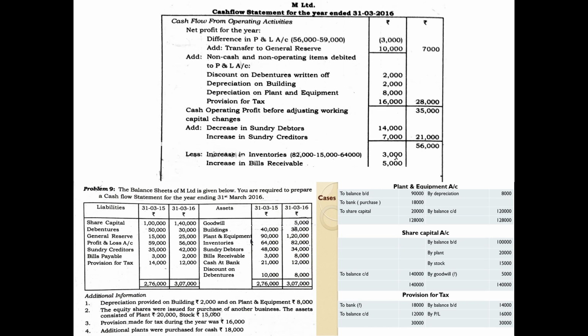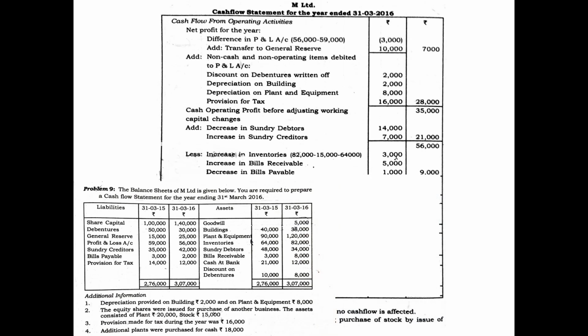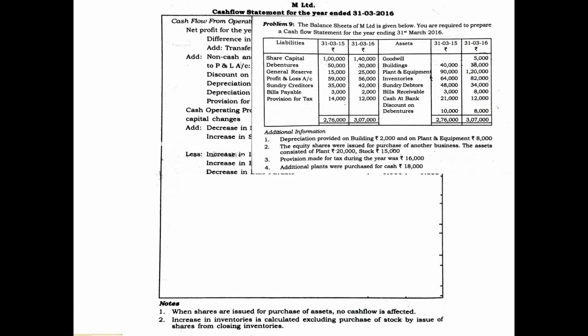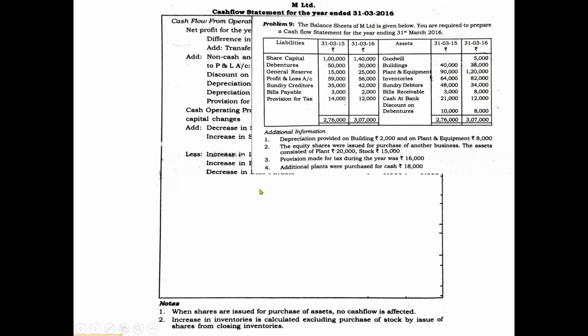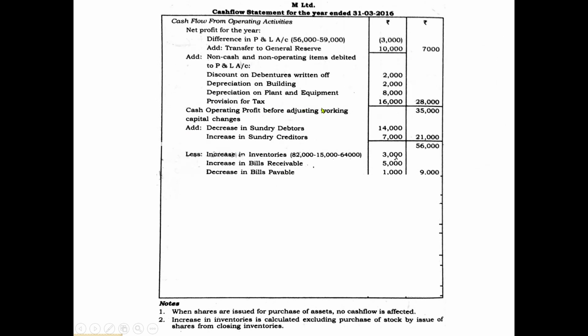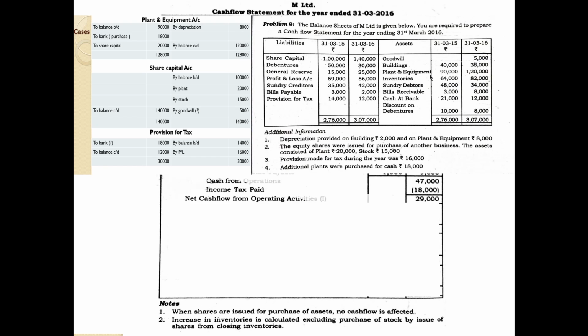Next one, increase in bills receivable 5,000, decrease in bills payable 1,000, and finally by adjusting all these items you will get the cash flow from operating activity. Remember, here income tax has to be considered, and regarding the income tax, the provision for tax made during the year, 16,000, has to be taken, and here the tax paid during the year has to be taken. So once you adjust that, you will get net cash flow from operating activity of rupees 29,000.